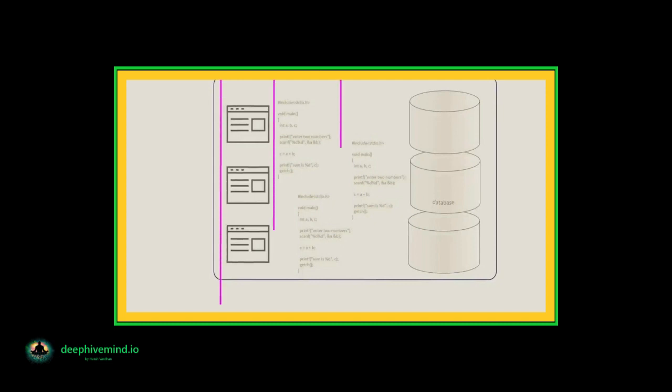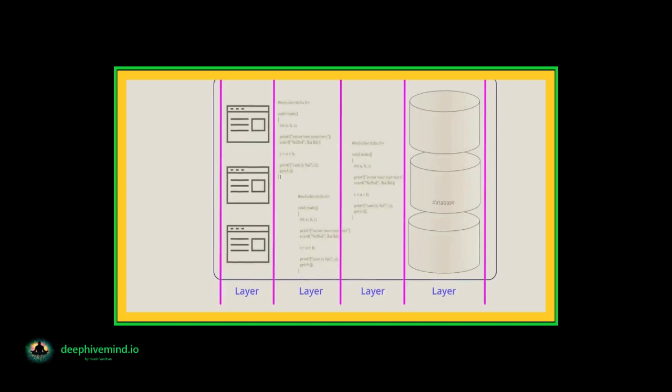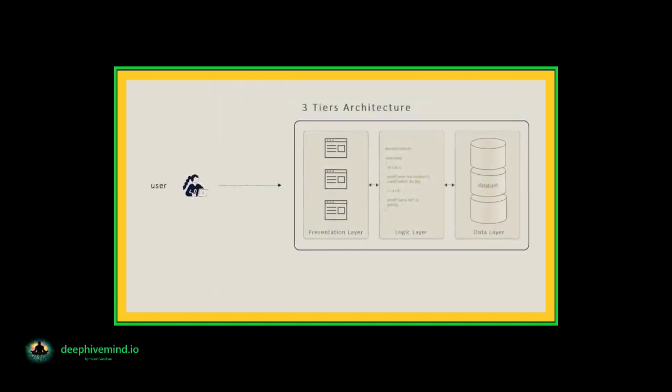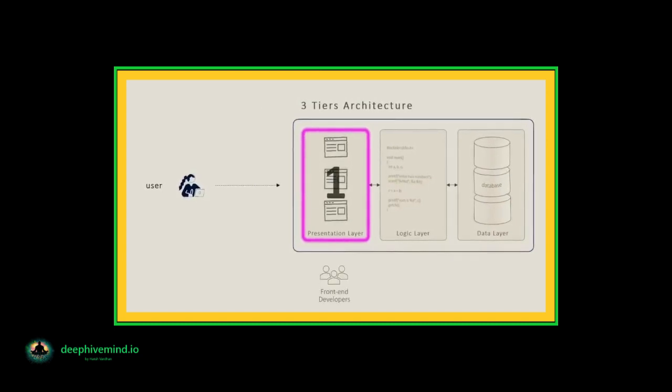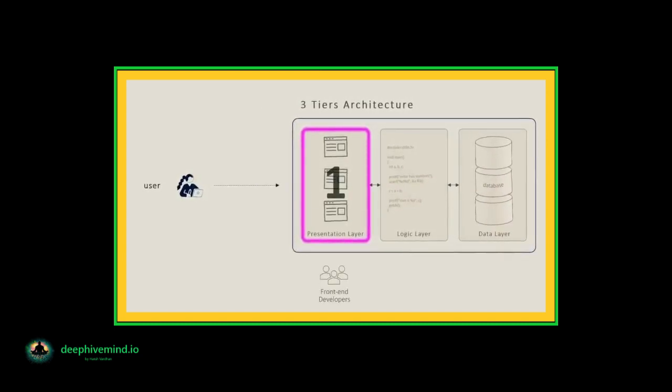Software engineers proposed the solution to this complexity problem: the multi-tier architecture, where application components are separated into layers based on technical functions. A common model is the three tiers architecture. It consists of three logical layers.